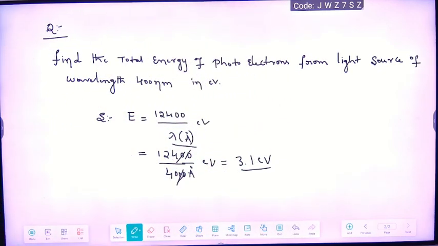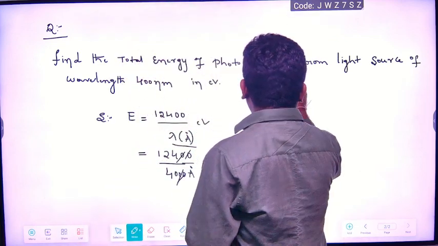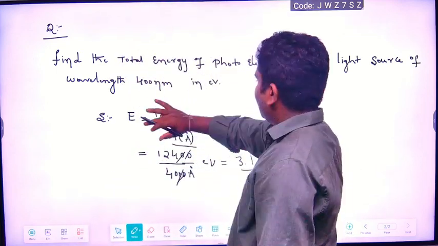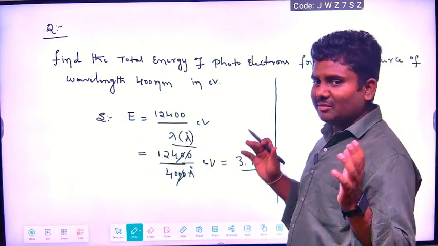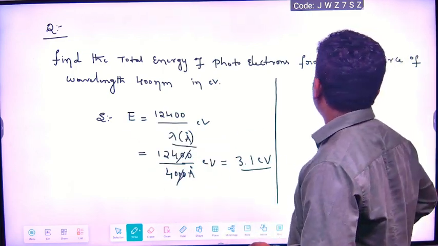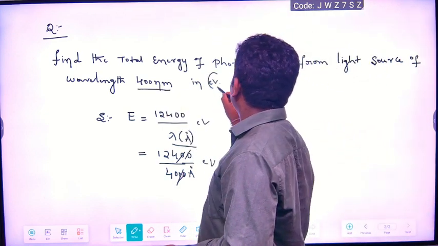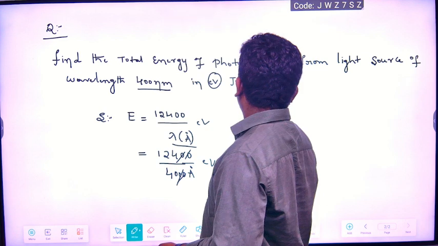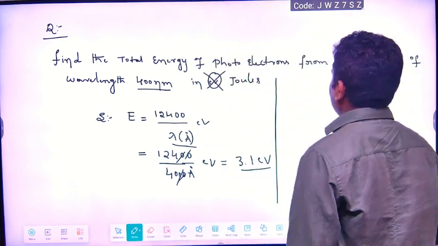Understood or not? Understood. Next question you take. Same type. Now you see the ordinary method. We will do it in joules, not in electron volts. Find the total energy of the photons from a light source of wavelength 400 nanometer in joules. Joules, not in electron volts. Try this. What is the answer?